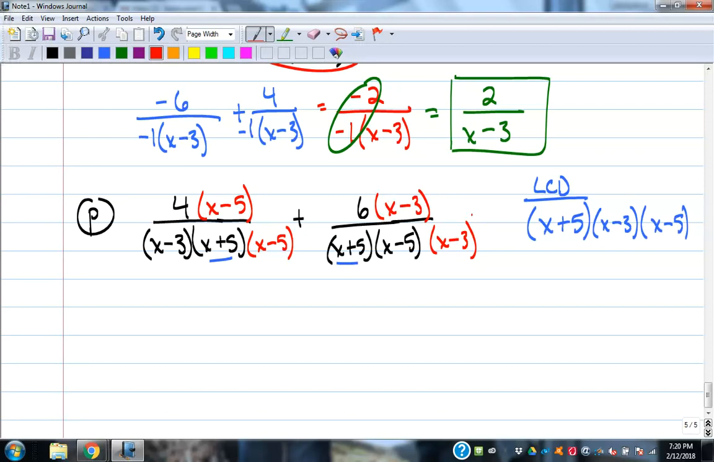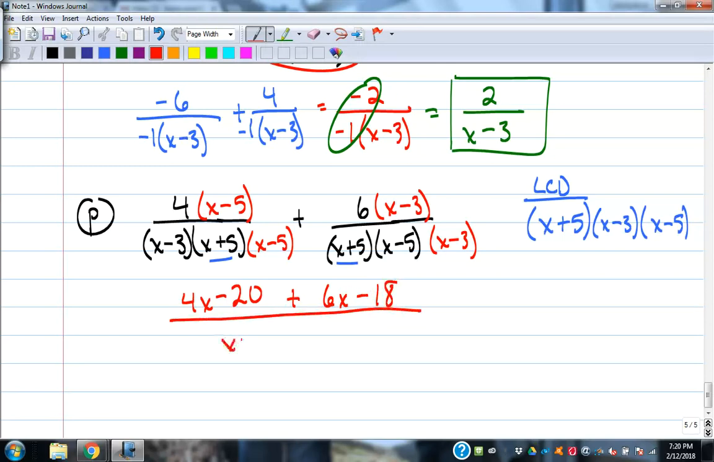The denominator does not have to be multiplied out. The bottom part, don't multiply it out. You're wasting your time. The top parts do. 4x minus 20 plus 6x minus 18.